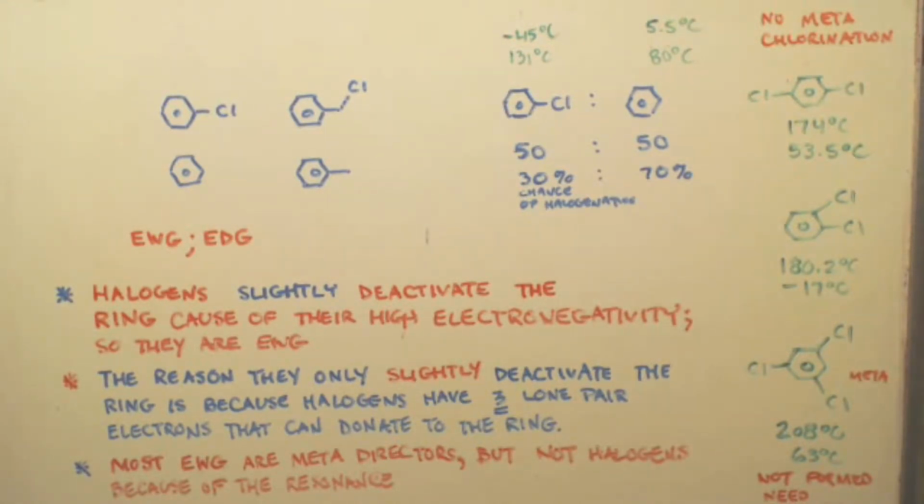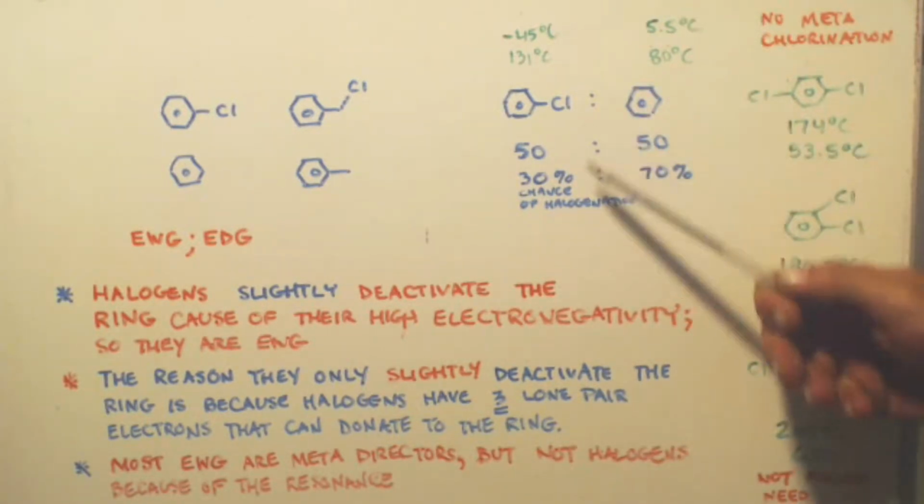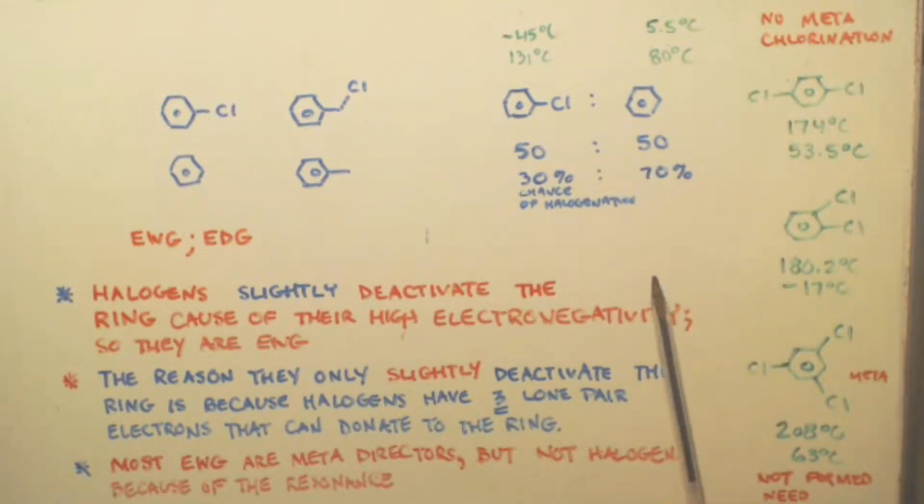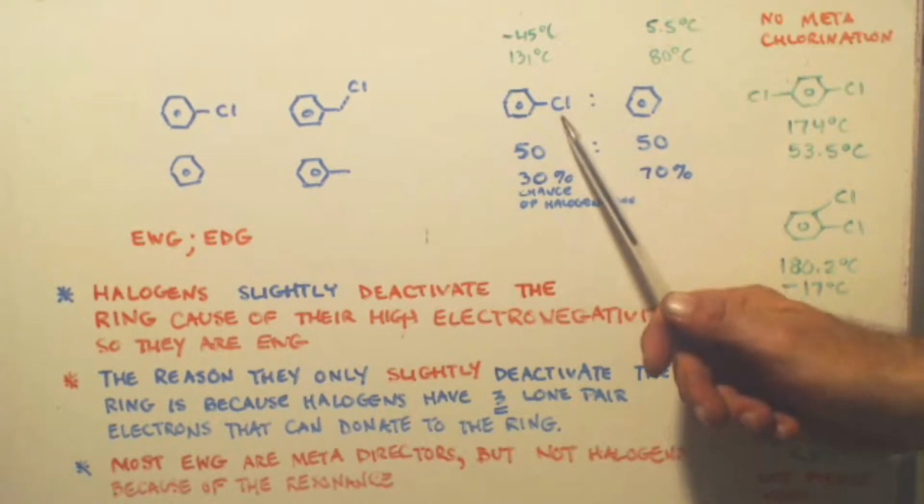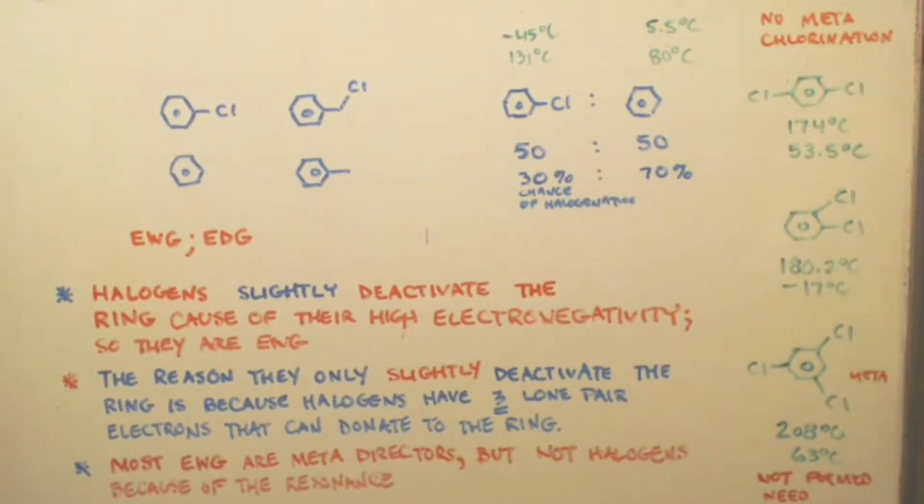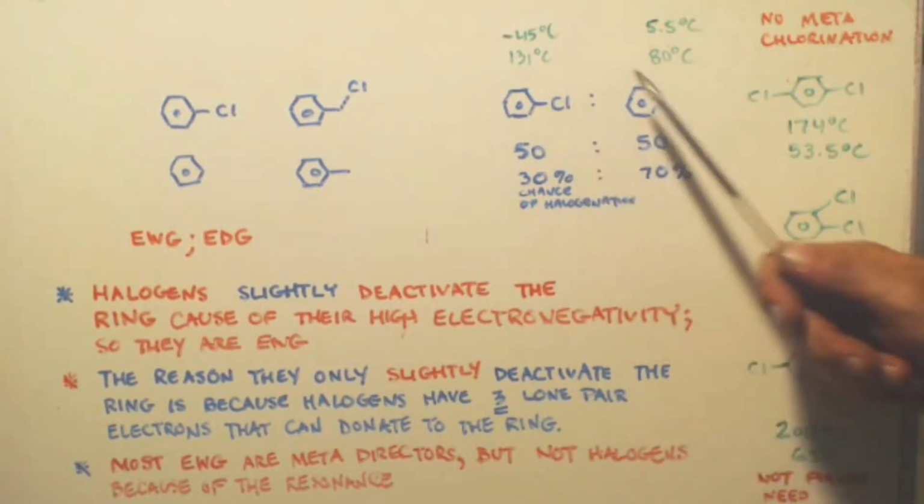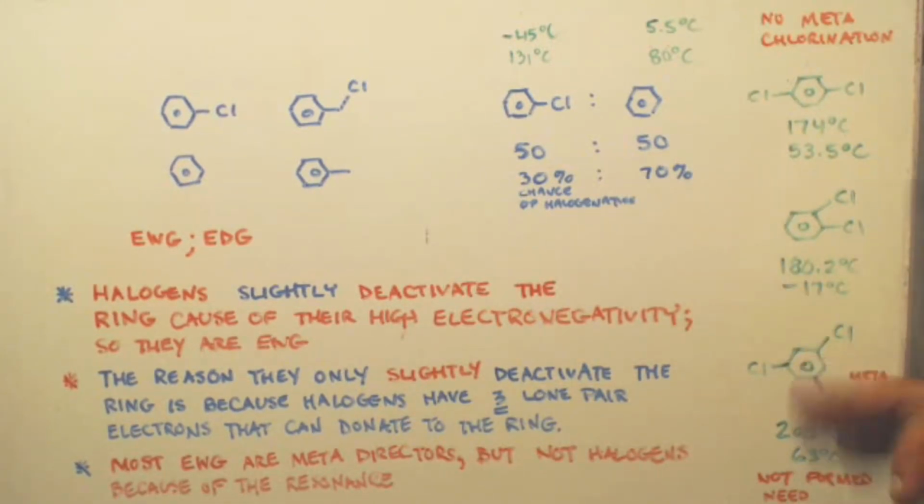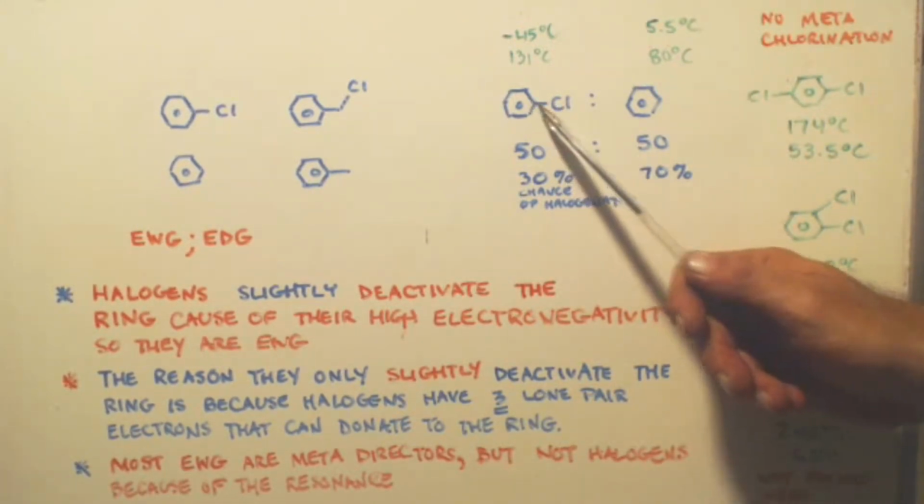That all being said, just because it deactivates the ring doesn't mean that the ring cannot add more chlorines to it, okay? I don't know how much it deactivates it, and I'm just guessing about this part here, but I wanted to bring this up, okay? Let's say you add a chlorine to the benzene and it doesn't change reactivity at all. The reactivity of this is the same as this.